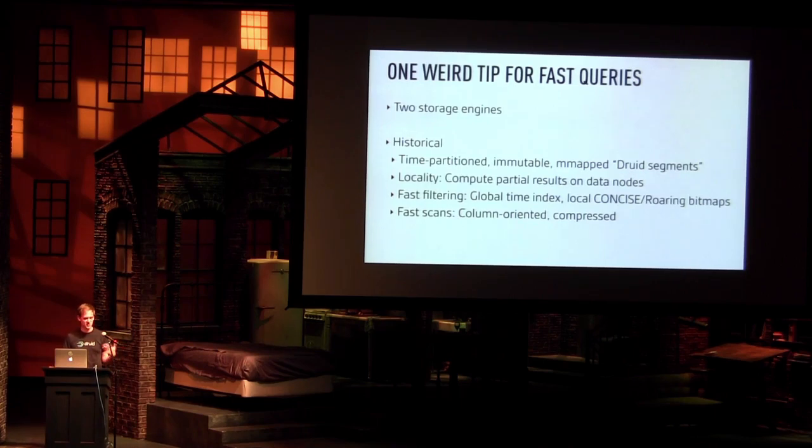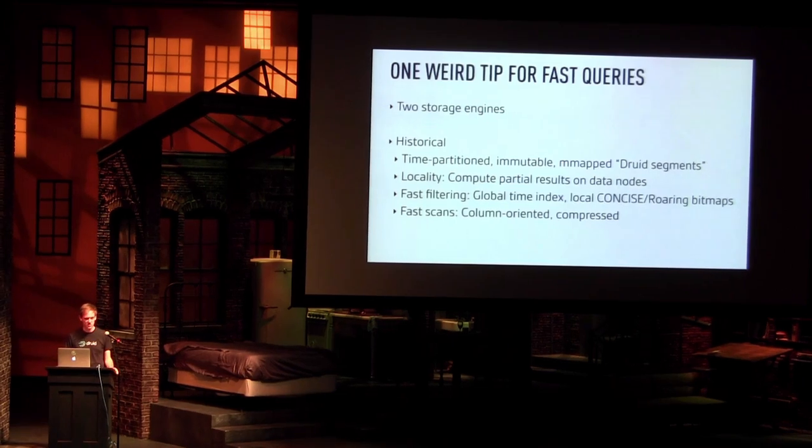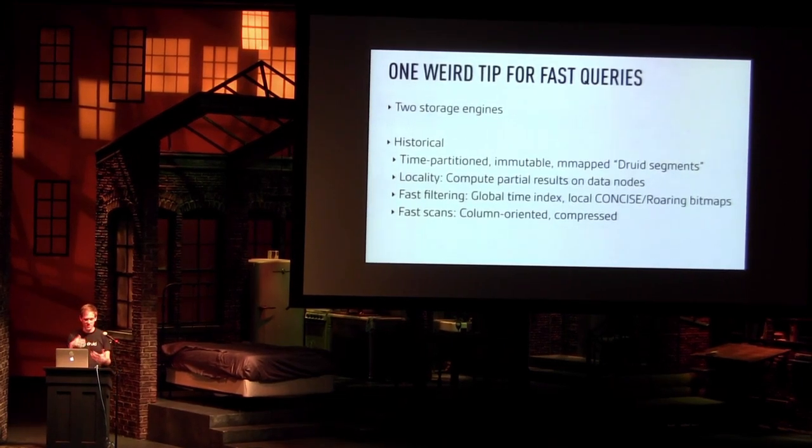There's a global time index that the broker uses to discover which shards or which segments are related to a query. And also within each segment, there are indexes for fast filtering. The big one that we have is either a concise or roaring bitmap index, which is also pretty common in search systems. I think Elastic and Lucene use something similar. Once Druid's found which rows it's interested in using those filters, it can then scan those rows very quickly. It's column-oriented, and the columns are all compressed, and those two work together to make scans very rapid. I'll talk more about that in a bit and go into what the columns actually look like.